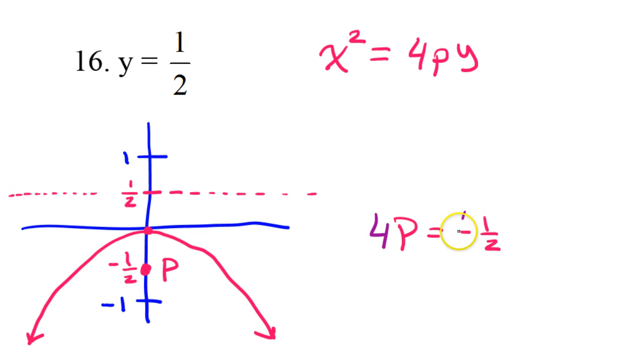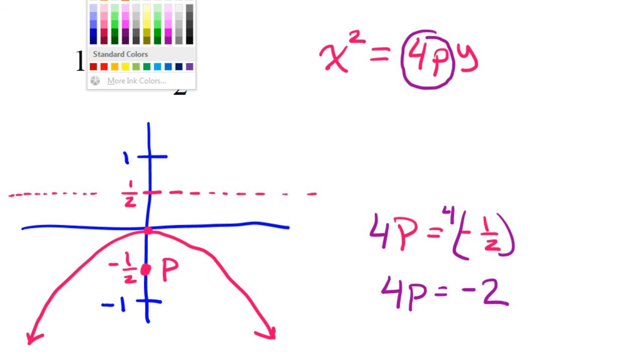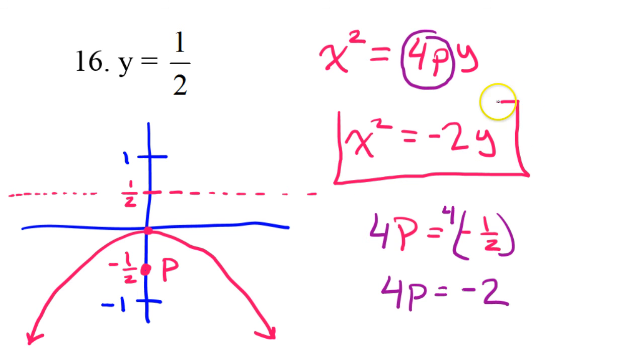So imagine that I multiplied both sides by 4. So now I have 4p equals. Half of 4 is 2, so this should be negative 2. So that's what I'm going to put right here. Instead of 4p, I'm going to put negative 2. So this will become x squared is equal to negative 2y. So that's the equation for number 16.